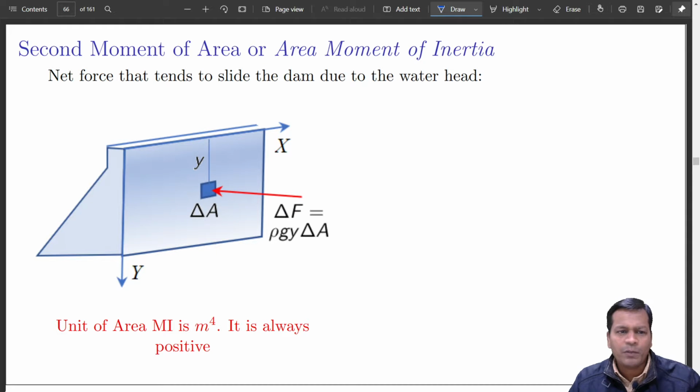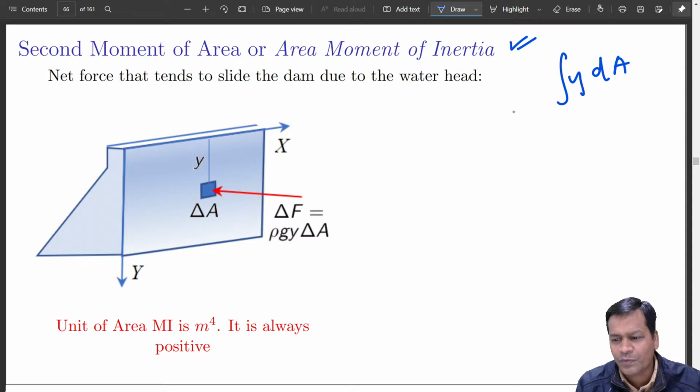So today we'll talk about second moment of area or area moment of inertia. So far we have gone through first moment of area, that was integral of y dA. So that is first moment of area.